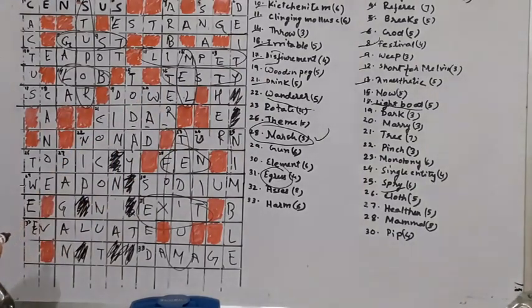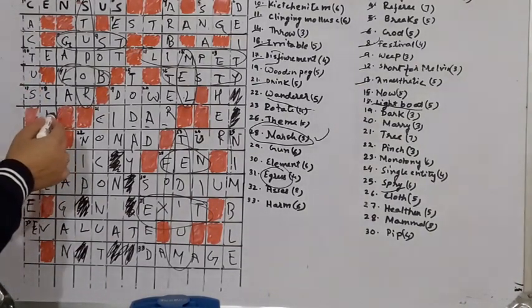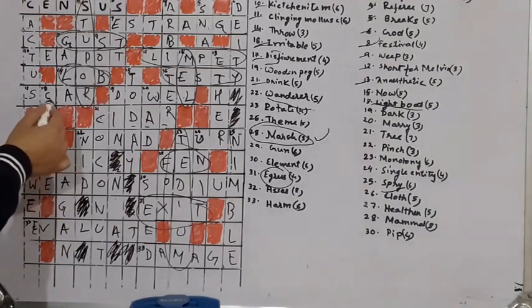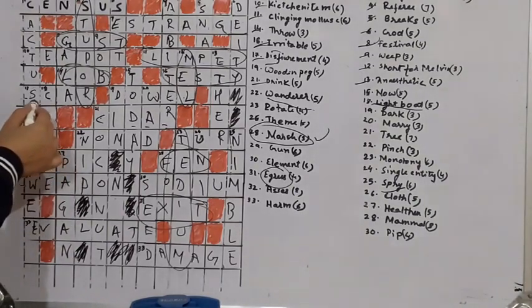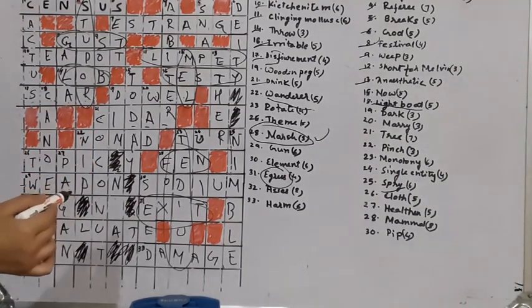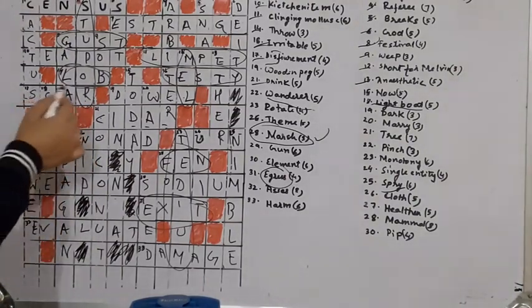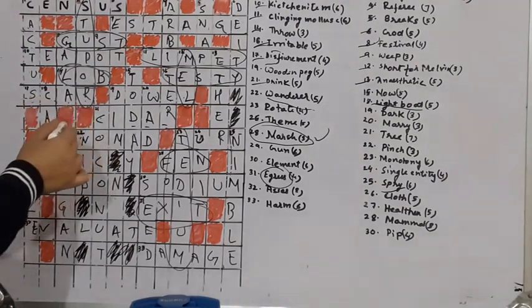Disfigurement means it can be a blemish. It can be any kind of mark. Right, but why I have chosen this? Because I need to solve canoe. I cannot write blemish because it is only a four letter word. And then blemish won't do, or any mark won't do.